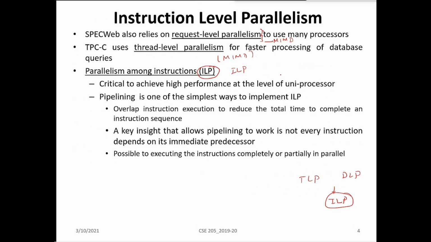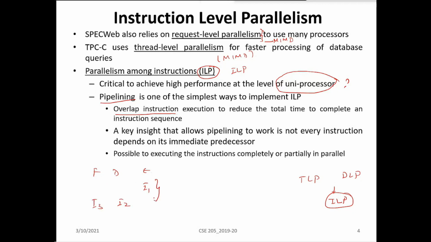How to achieve instruction level parallelism in a uniprocessor is a big question. The solution for that is pipelining. When you want to achieve parallelism in a uniprocessor, it can be done with the help of pipelining. Pipelining is overlapping instructions. What is overlapping? Fetch, decode, execute: instruction 1 is here, instruction 2 follows. That is what they call overlapping.